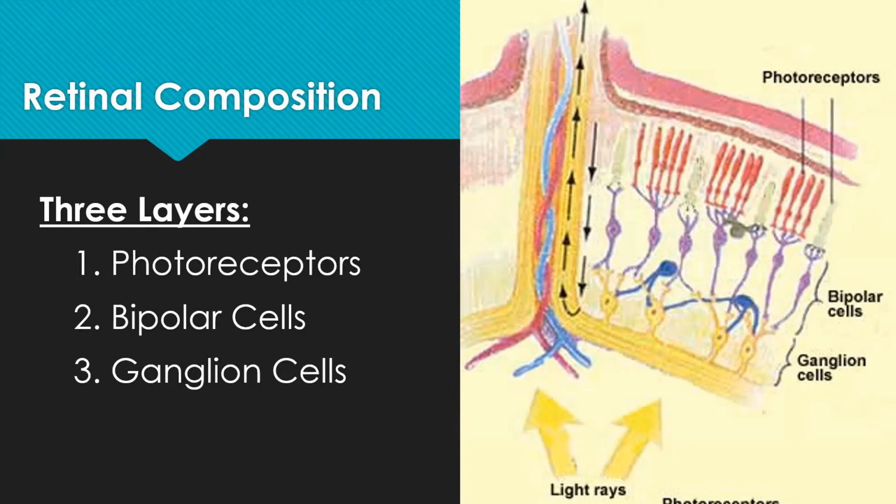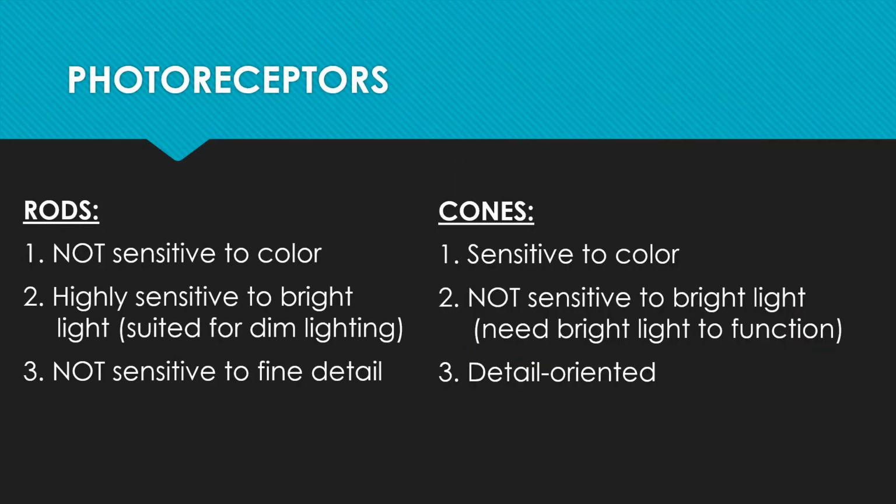Then the light travels through a layer of cells known as bipolar cells. And finally, the light goes through ganglion cells, which then terminate on the optic nerve. Let's go through this again, layer by layer. Light first reaches a layer of cells known as photoreceptors. These cells are sensitive to light and are the first to receive light when it comes through the eye.